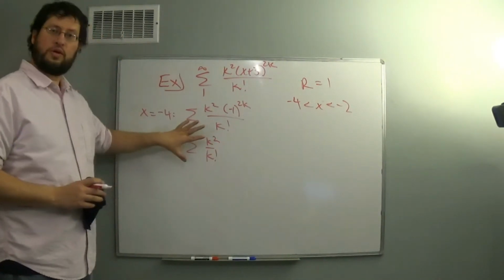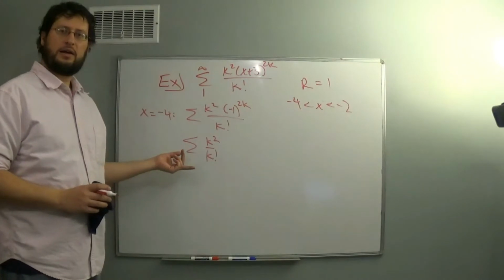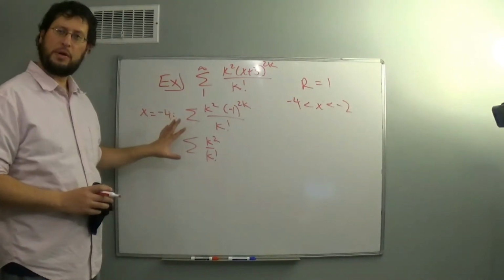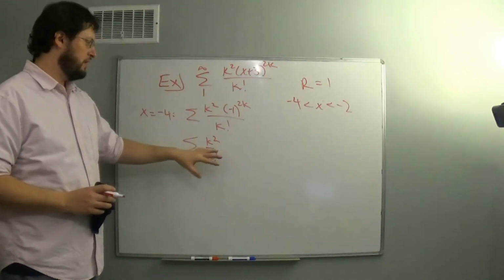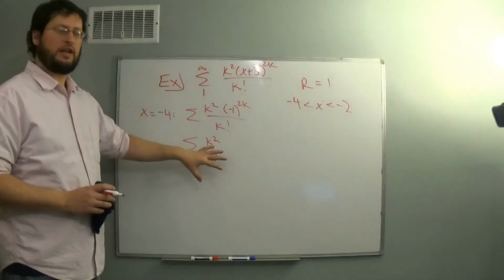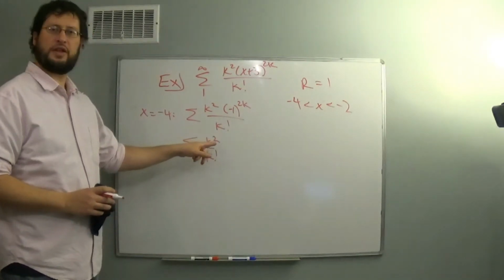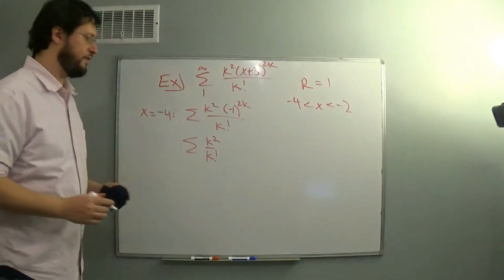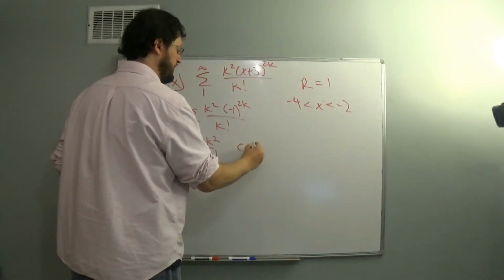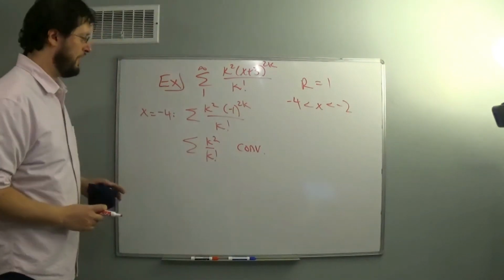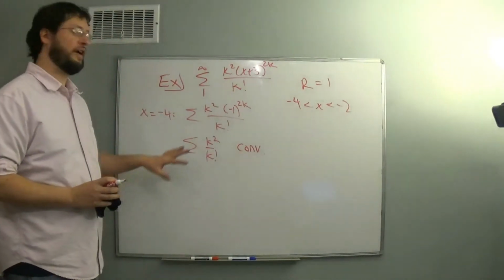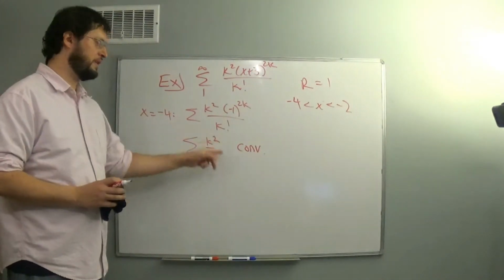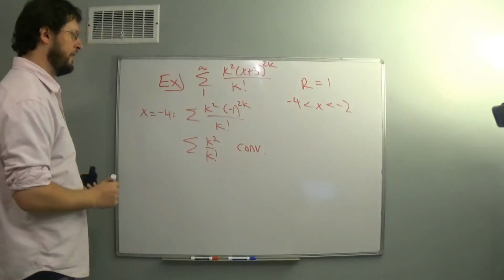We could go through the whole ratio test again and figure out what happens. Take me at my word for it, this one converges. k factorial goes to infinity so much faster than k squared that this series does in fact converge. But if you would like to test it, or if you're asked to test it, then you would apply the ratio test again to this specific series and find that it converges.